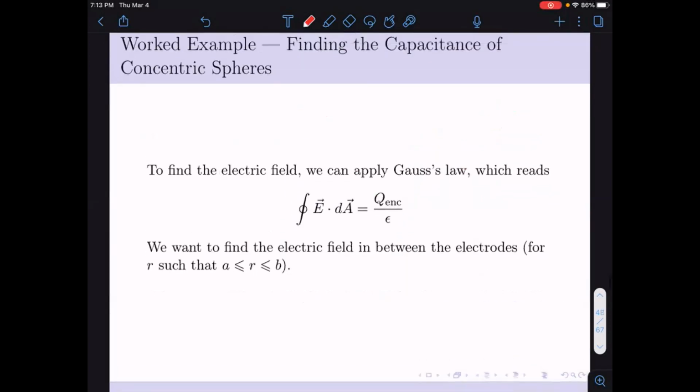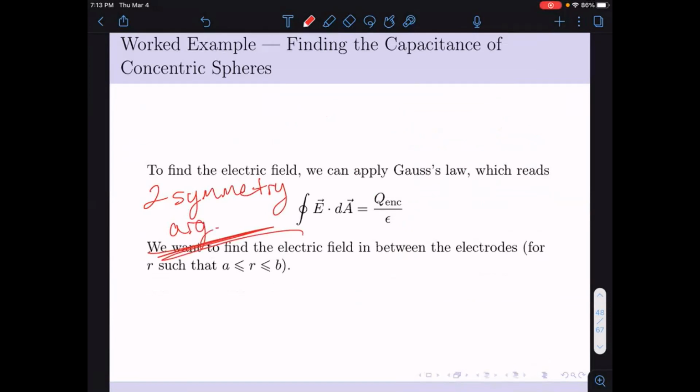Whenever we're starting these problems, we will start again with Gauss's law. We want to find the electric field between these two radii, such that A is less than r, which is less than B. Keep in mind our two symmetry arguments still apply. That's how we're able to use Gauss's law in the first place, so don't forget about those.